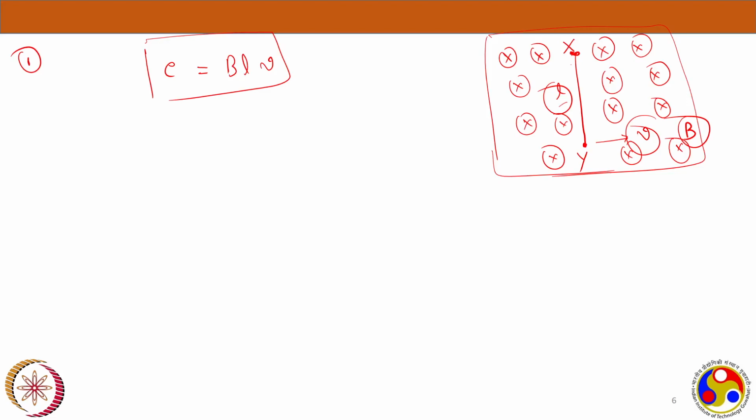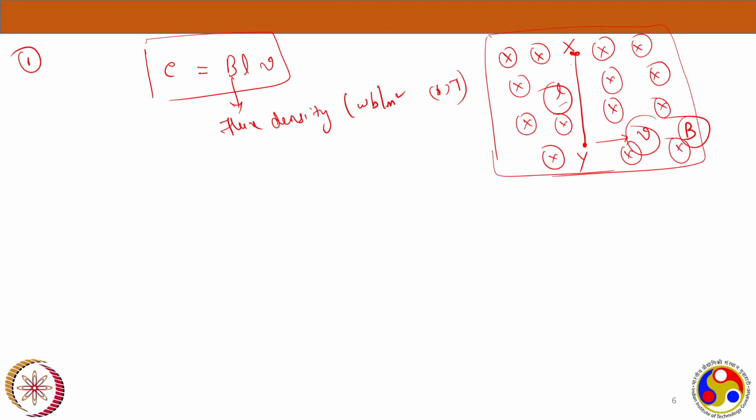Now, where B is the flux density, with units of Weber per meter square or Tesla, L is the length of your conductor, and V is the velocity. If I am talking about SI units, everything should be in SI units: Weber per meter square, length in meters, and velocity in meters per second. So you take care of the units while solving the numericals. Those are very small things where we could make mistakes while solving the questions.